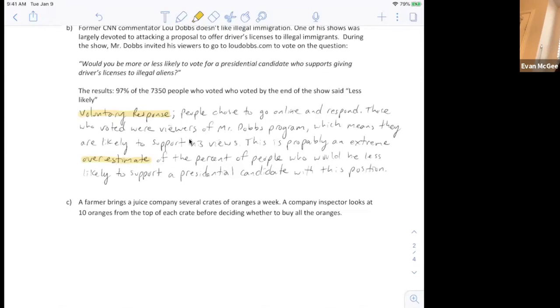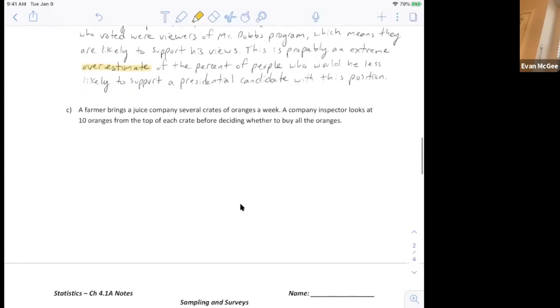A farmer brings a juice company several crates of oranges a week. A company inspector looks at the 10 oranges from the top of each crate before deciding whether to buy all the oranges. So in this case, again, it's a convenient sample because they're just looking at the oranges that are on top, and it's most likely going to overestimate because the farmer would be able to put the most appealing looking oranges on top.